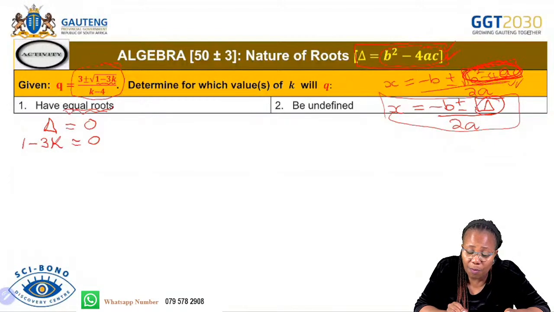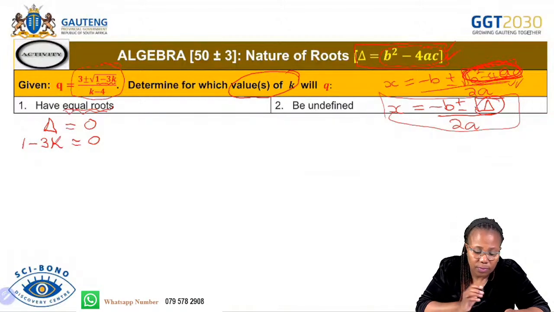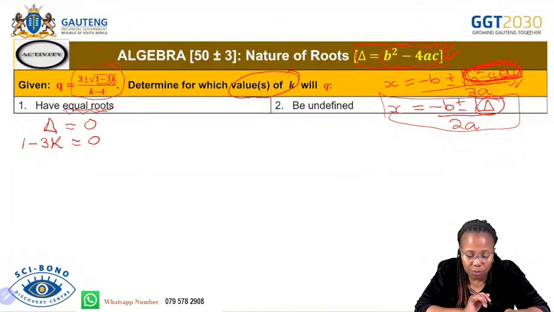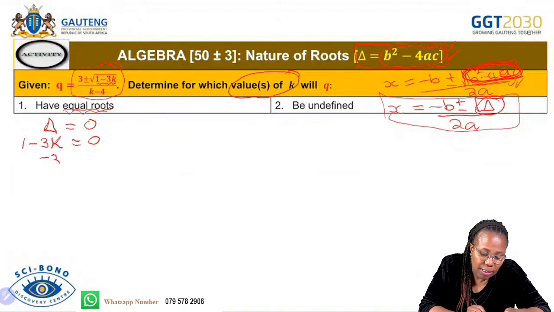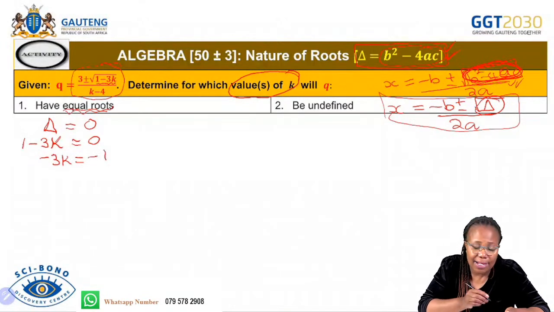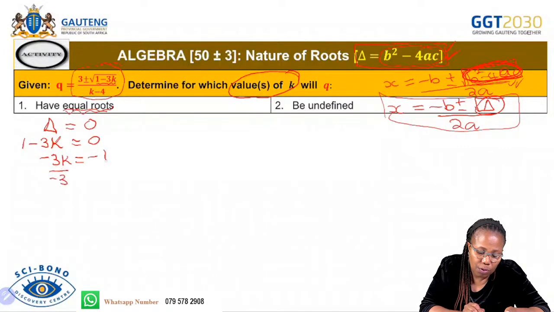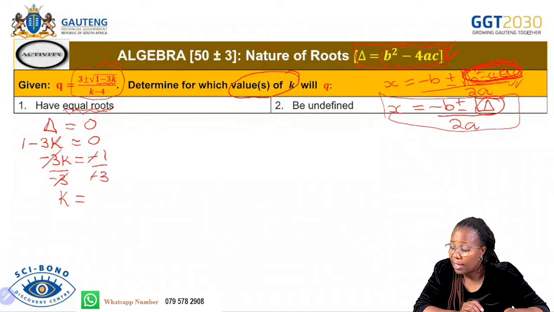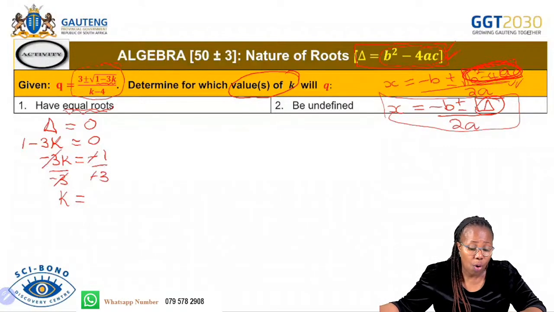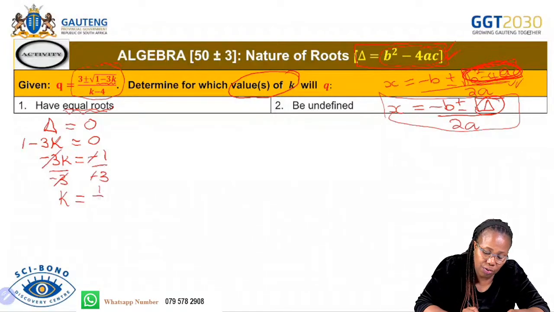Remember, we are looking for which values of k will Q have equal roots. So that means it's minus 3k, and we are now solving for k. We transpose 1 to the right, it's a negative 1. Divide both sides by negative 3, because we want k. Minus 3 will cancel minus 3. Therefore, k will be a negative divided by a negative, which is a positive. That means our k value is equal to 1 over 3, grade 12.